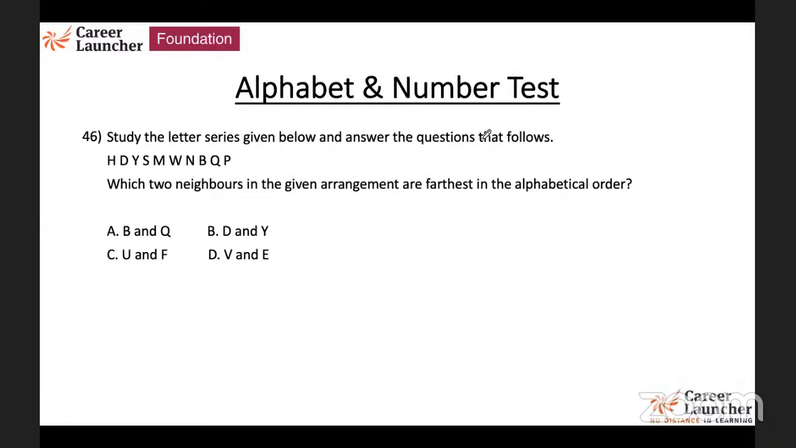This is an interesting question. Alphabet and number test. Study the letter series given below and answer the question that follows. Which two neighbors in the given arrangement are farthest in the alphabetical order? In the alphabetical order, which are the farthest? That is the question given. Very good, Disha. That's quick. Disha, I think you have not given the same answer. The rest of you are getting it right. B and Q is the right answer.